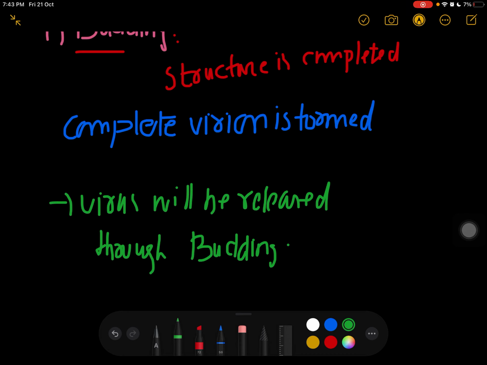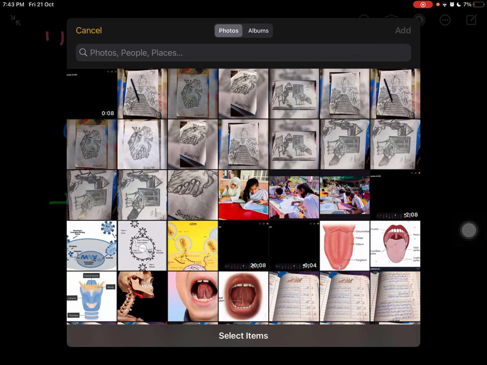Now the cell membrane of that host cell gets attached to that virion. That's the reason HIV is an enveloped virus, because there is a double layer, a lipoprotein layer. Why is it there? Because it takes the cell membrane of the host cell. That's why it's enveloped. Now let me show you the picture so you can summarize it easily.